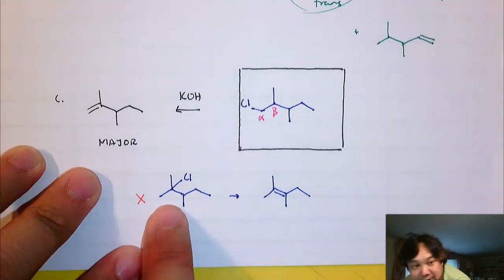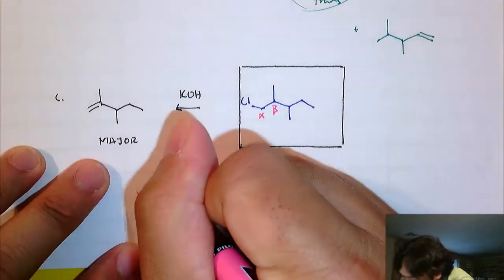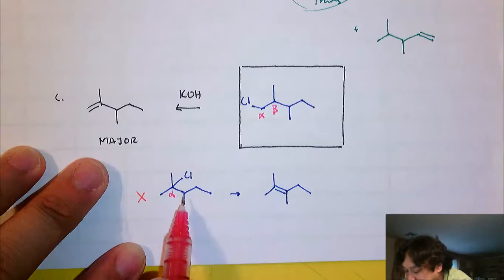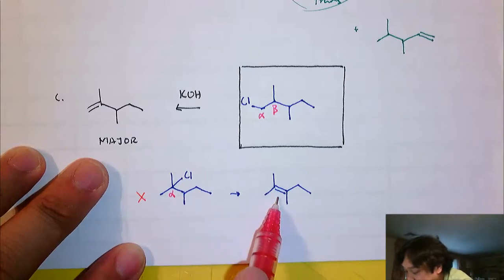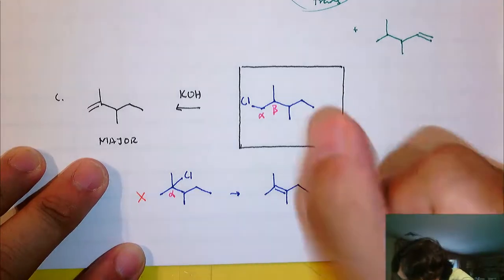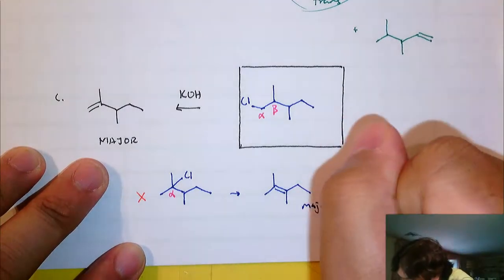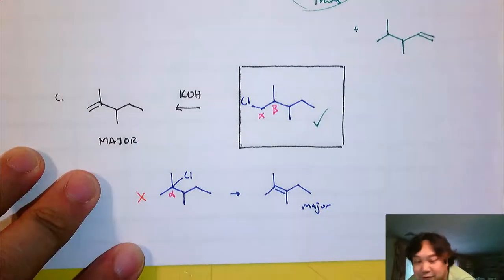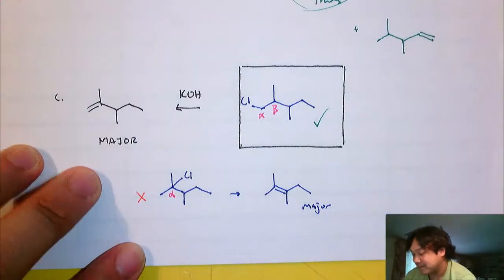I'm not going to guess this, because I would actually, for the major product, take off the beta hydrogen on the right to make this product as the major. And that is not what I want. There's only one answer, and it's this one right here. Okay.